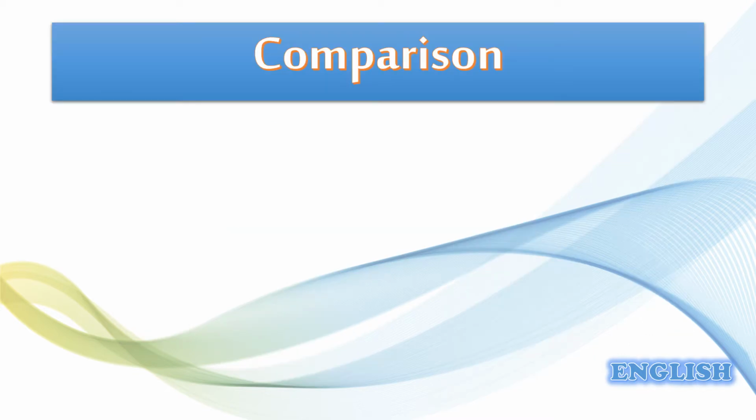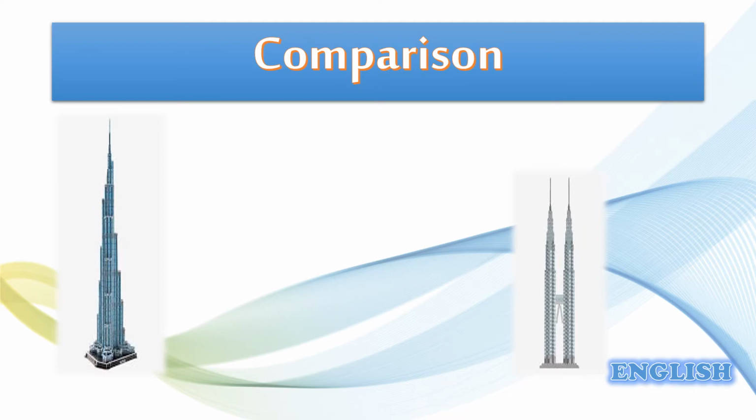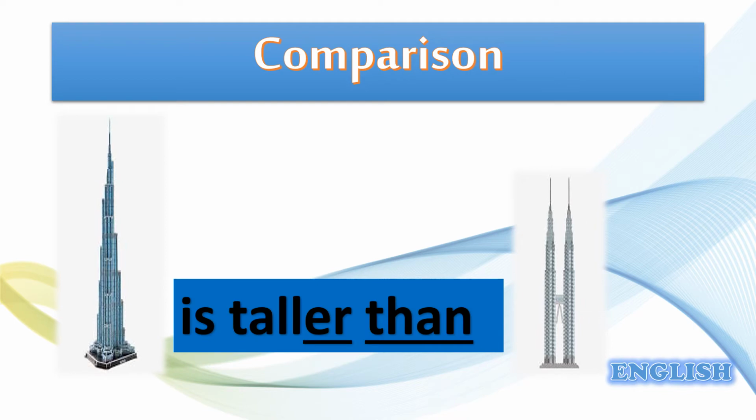Dear students, let's now start with the following examples about comparison. We have the first tower. This is, as you know, a very tall tower. On the other hand, we have another tall tower. But which one is taller? We say the first one is taller than the second one.